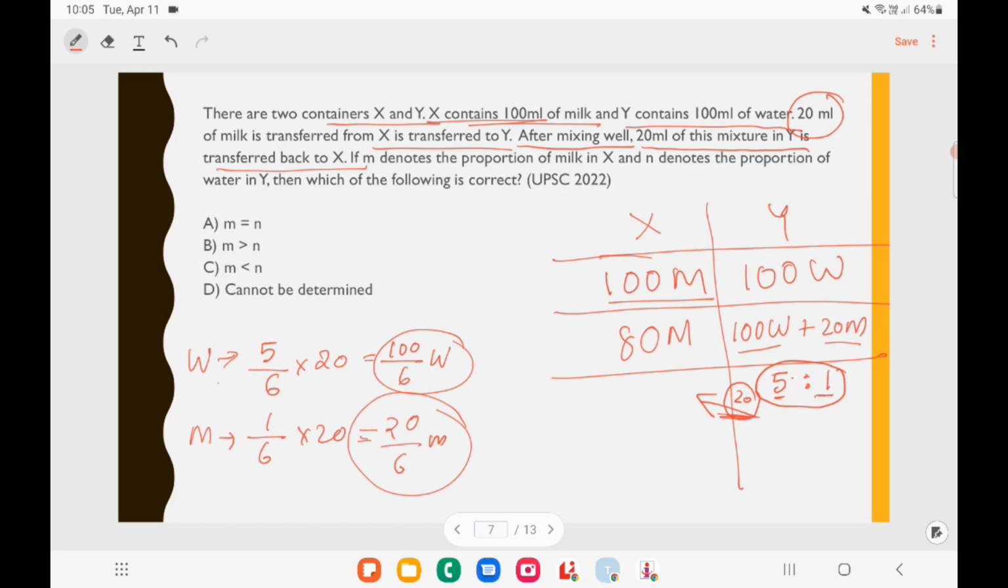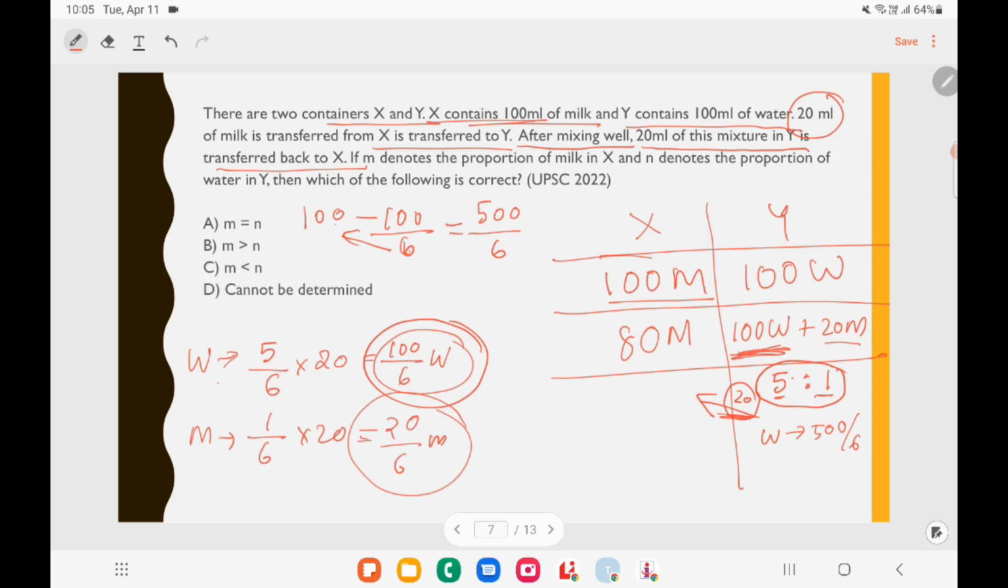Now we need to see the final amount of milk and water in X and Y. So let's see how we can do that. Y was having 100 water. From that, 100/6 water is transferred from Y to X. Okay, so the amount of water in Y becomes 100 minus 100 by 6. Just cross multiply, that is 6 into 100 is 600, 600 minus 100 is 500. So you are having 500 by 6 water in Y.